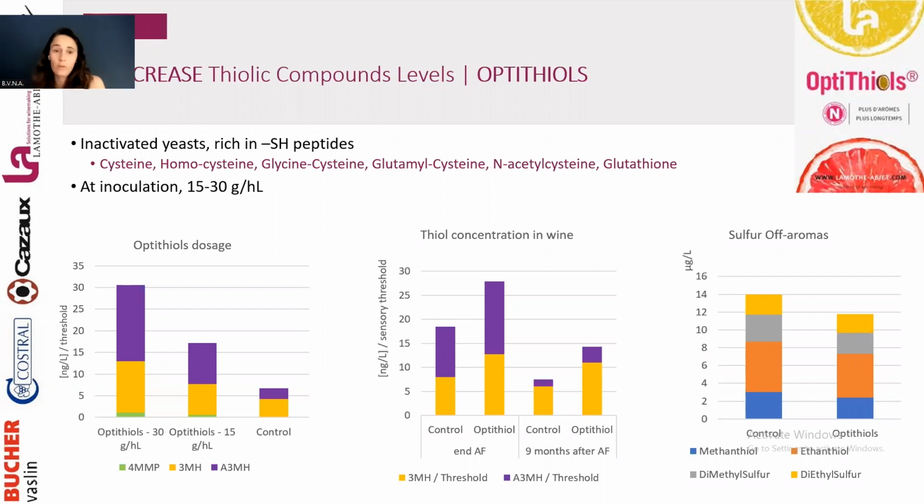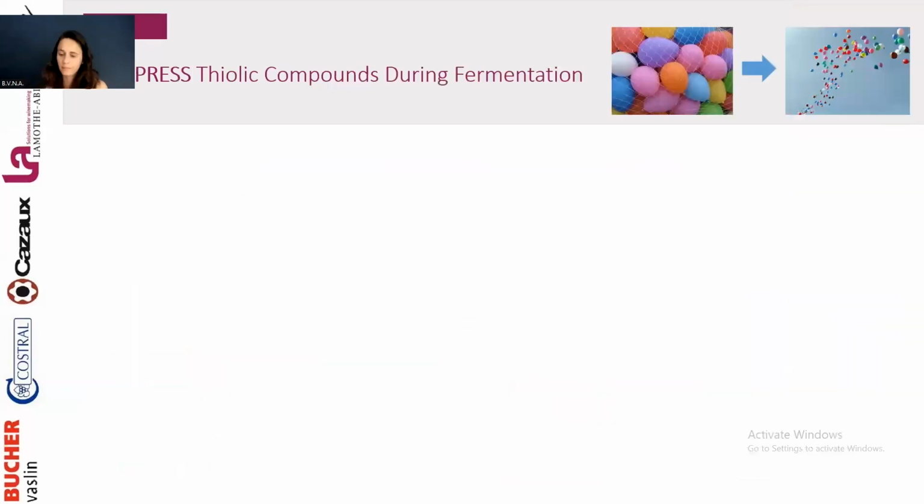So Optithiol is a great tool to increase the thiolic compounds in white, in red, and in rosé. All the varieties can be a good candidate for this nutrient. Now that we extracted them and boosted the level of thiolic precursors, we have to express these precursors. We have to release all this potential, like this big box of balloons that is built up, so it is free and volatile and we can all smell it and enjoy it.